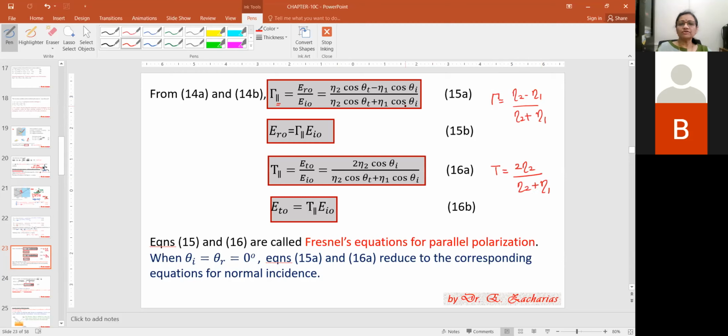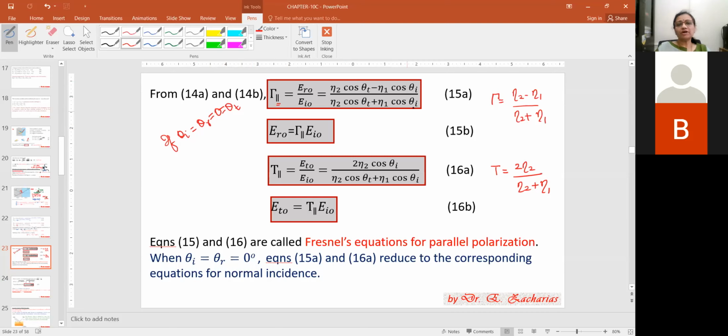Now what I want you to do is, if theta I equal to theta R, what is the meaning of saying theta I equal to theta R? It means normal incidence, which you have already seen. So into these equations, if you put theta I equal to theta R equal to 0 equal to theta T, that is your normal incidence. Put that and see what will happen.